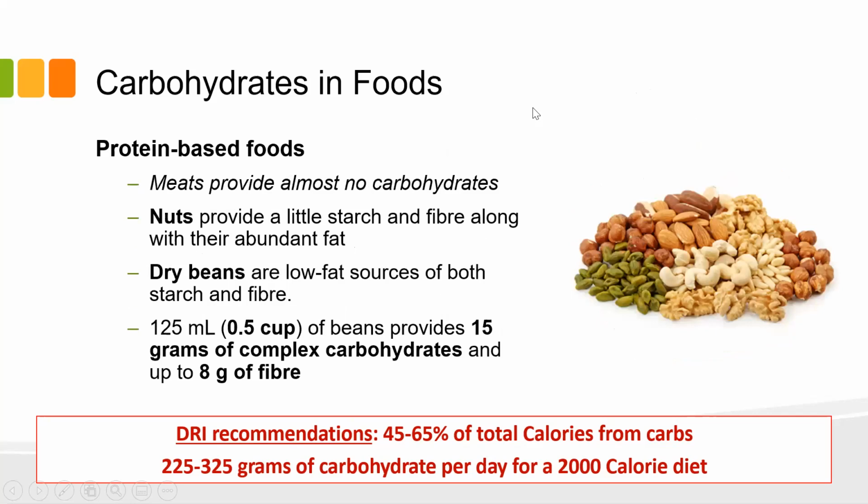As for protein-based foods, meats really don't have any carbohydrates in them. I mean, there's a little bit of glycogen in meats, but it's almost not even worth it to count. Plant-based protein foods will vary. Nuts, for example, will sometimes have a little bit of starch in there and a little bit of fiber. Kind of depends on the kind of nut or seed. Beans, of course, are pretty good. They have starch, fiber, and protein in them. So beans in some ways are a really great type of food to have.